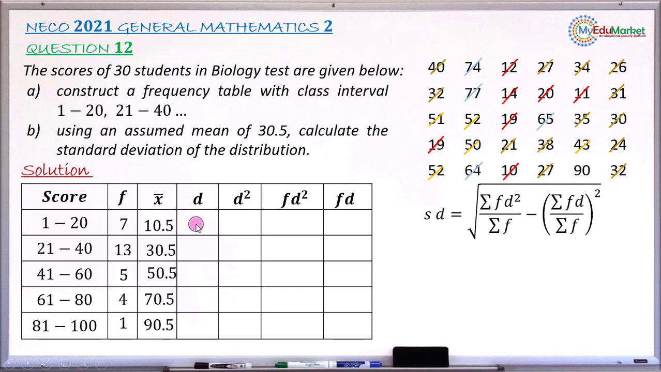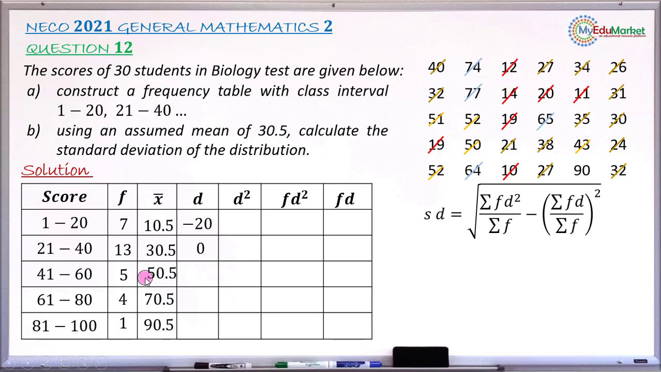Starting with the very first deviation, I'm going to use this assumed mean 30.5 and this class mid value. So I'm going to take the class mid value minus the assumed mean. So I have 10.5 minus 30.5. That gives minus 20 as your first deviation. Next, I'm going to take the next class mid value 30.5 minus the assumed mean, which is 30.5. So you subtract, you have 0.